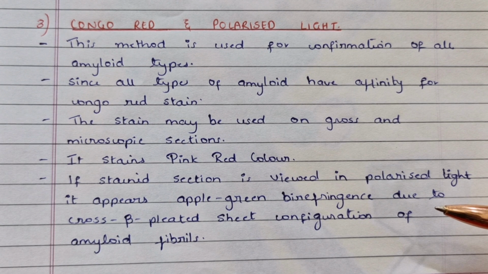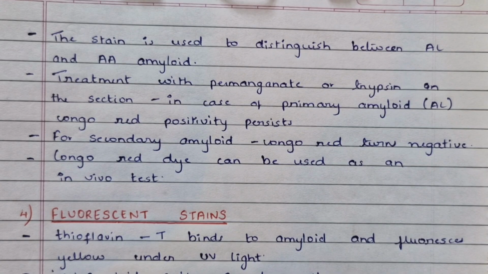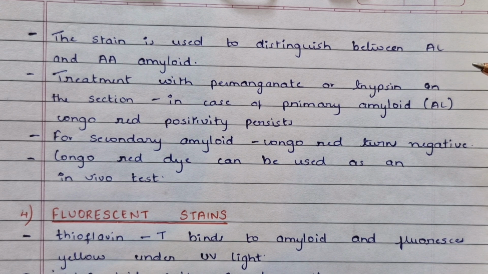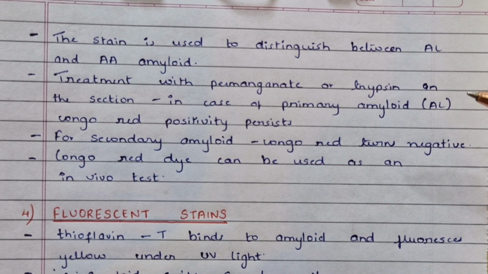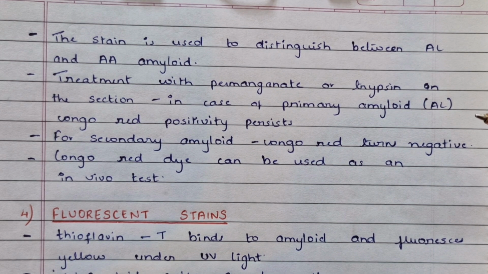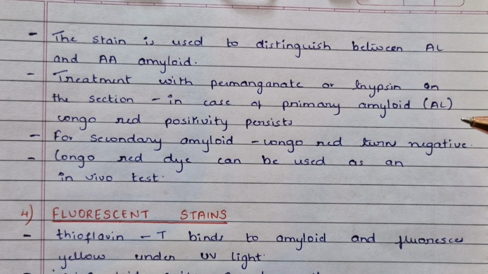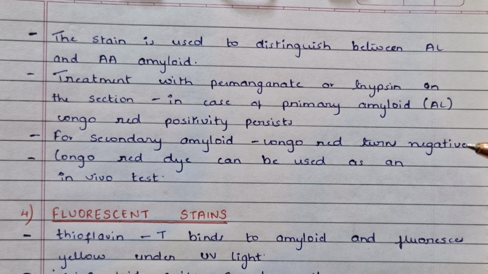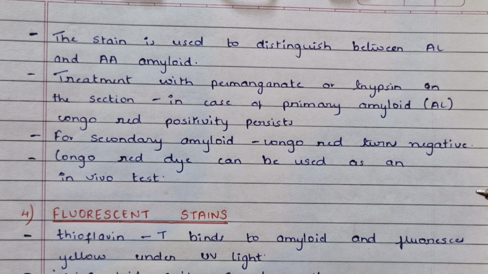configuration of amyloid fibrils. The stain is used to distinguish between AL and AA amyloid. Treatment with permanganate or trypsin on the section: in case of primary amyloid, that is AL, Congo red positivity persists. For secondary amyloid, the Congo red turns negative. The Congo red dye can be used as an in vivo test.